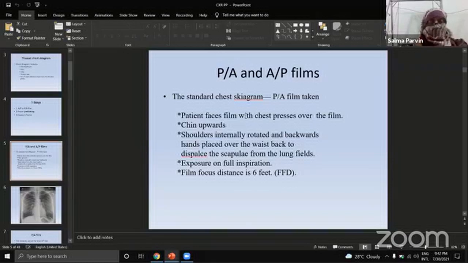And in the standard film, we know the patient faces the film and the chest is pressed over the film cassette, chin upwards, shoulders internally rotated and backwards. These are the theories. You need not just recite them. I just want to display a scenario of how a patient is exposed when an X-ray is taken.